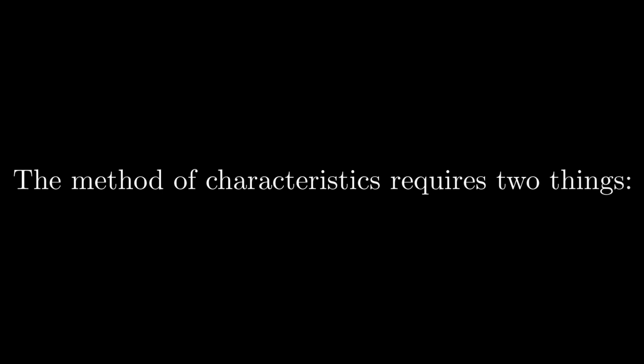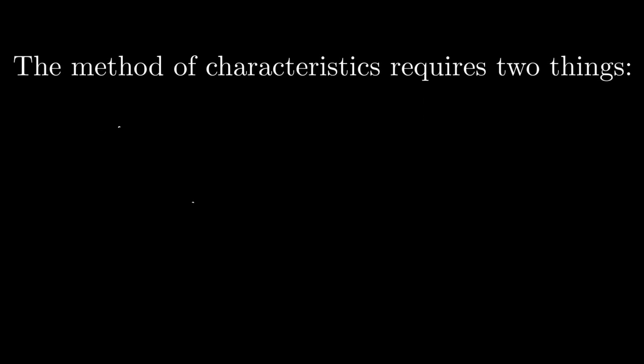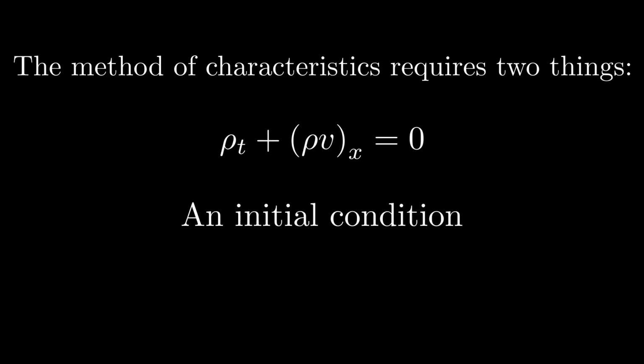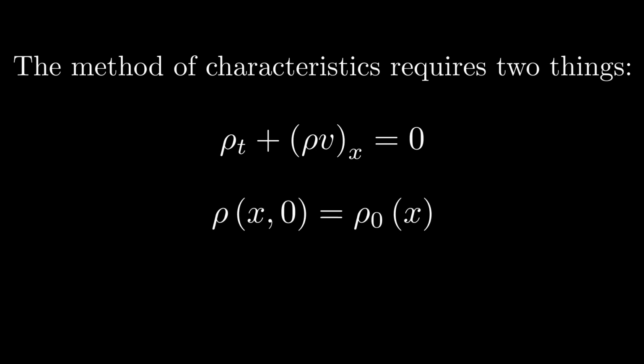We're now going to apply the method of characteristics on our problem. Recall that we require two things for the method of characteristics: the partial differential equation and an initial condition. We already have got our partial differential equation as the continuity equation. So let rho(x, 0) be the initial distribution of the density function, which we'll denote by rho sub 0 of x. This represents the placement of cars along the road when t equals 0.